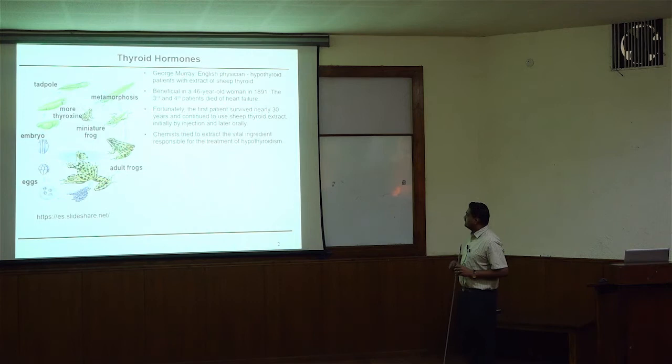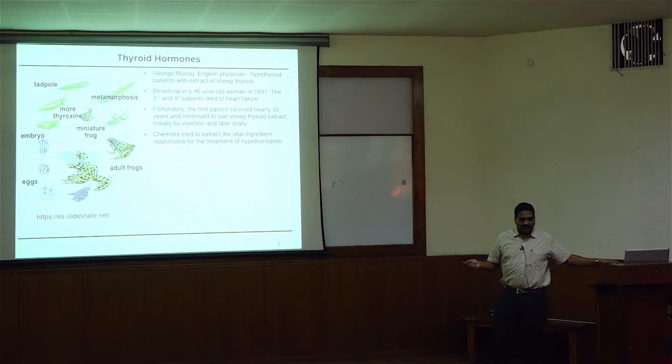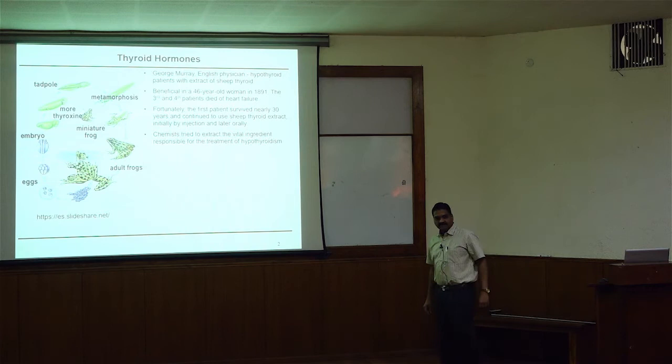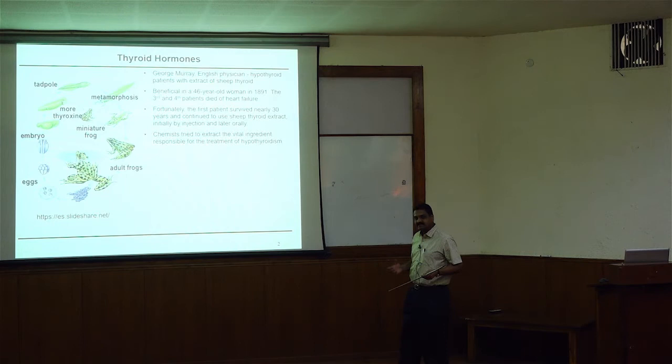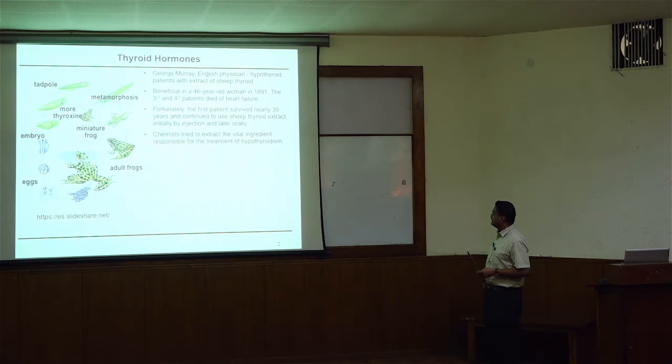In the 19th century, George Murray, an English physician, suggested that hypothyroid patients can be treated with extract of sheep thyroid, but the medical organizations did not believe this, and did not initially accept that patients can be treated with sheep thyroid. He saw beneficial effects in a 46-year-old woman in 1891, and later he treated many other people. The third and fourth patients died of heart failure.